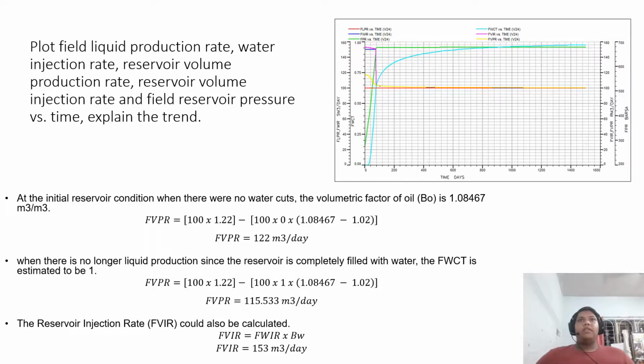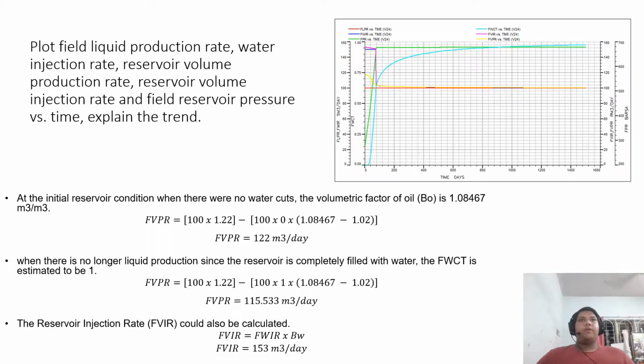Over time, from the graph curve, the reservoir production will tremendously increase until the 80th day. Then, the production will remain stagnant to ensure the field volume production rate FVPR does not further decrease lower than that of 115.533 meter cubes per day. If the FVPR further drops, the FWIR will need to be increased as well to maintain the pressure.